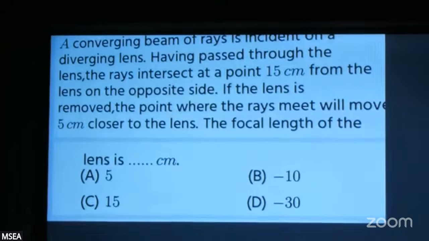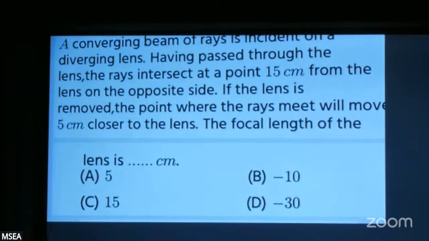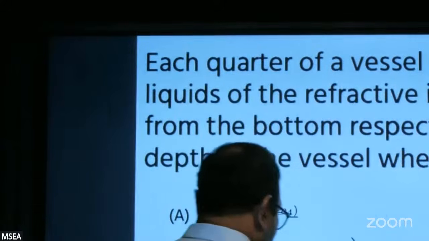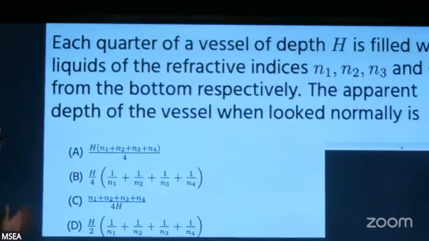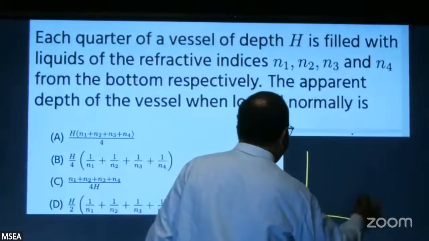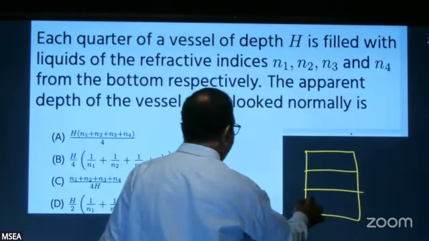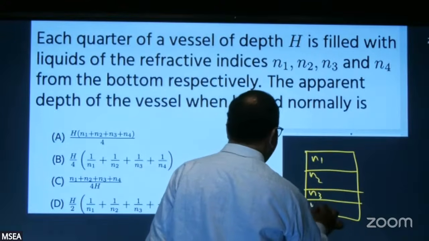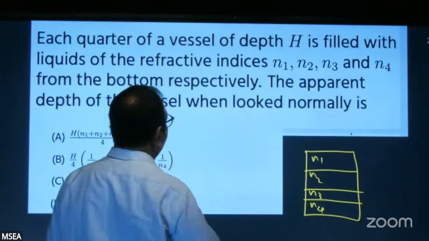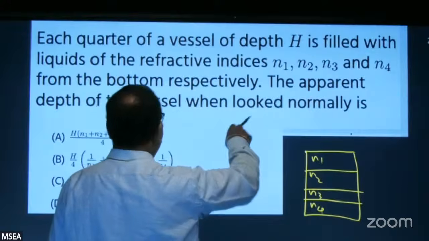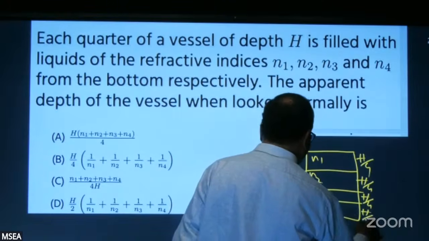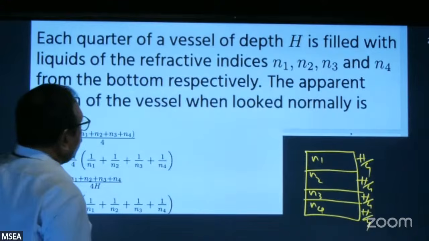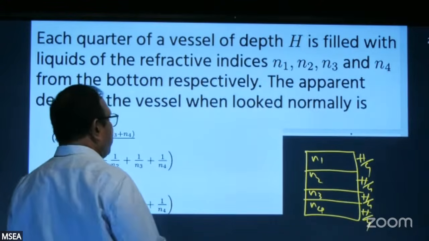One more important point. Let us take this: each quarter of a vessel of depth H is filled with liquids of refractive indices N1, N2, N3, N4 from the bottom, and we need the apparent depth of the vessel. So four refractive indices are given, N1, N2, N3, N4, and the vessel is filled with liquids in equal quarters. Total depth is H, and each quarter is H by 4. The apparent depth is from the bottom, when looked at normally.